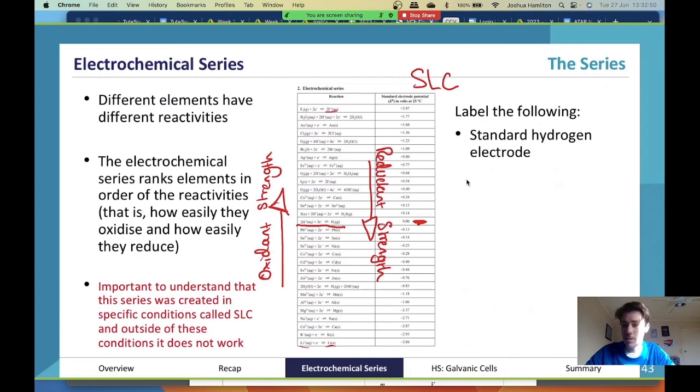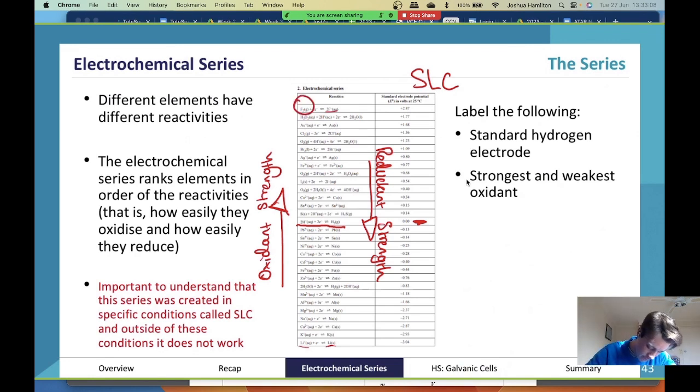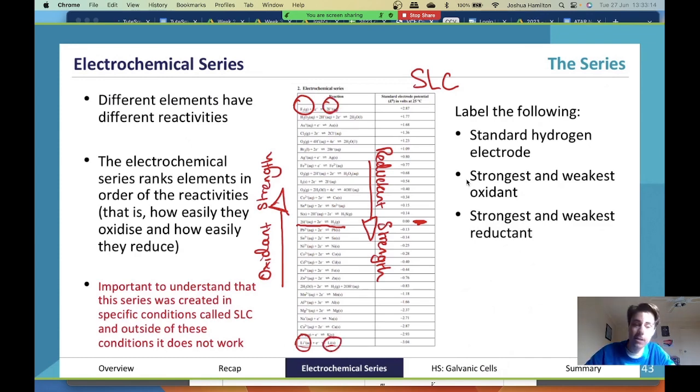So these number values, and everything that's put in the order it is, are based upon how it reacted with the standard hydrogen cell. The standard hydrogen cell is given 0 because it was the standard, it was used in the middle. The strongest and weakest oxidants: this is the strongest, this is the weakest. The strongest and weakest reductants: this is the weakest, this is the strongest.